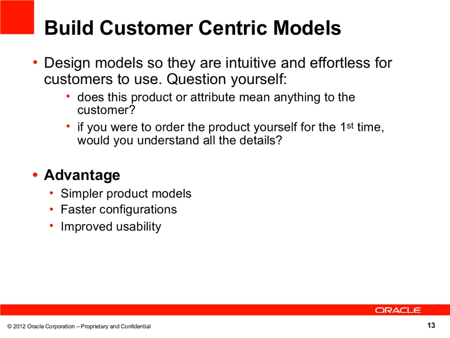And the second question you should always ask yourself is, if you were to order the product yourself for the first time, would you understand all the details? If you can answer this question with yes, then you will have a very good self-explaining product model and design. Usually the advantage is that the product models will be simpler, they can be configured faster, and they have improved usability. So always keep this in mind. That's not specific for product modeling, but it's very often forgotten.